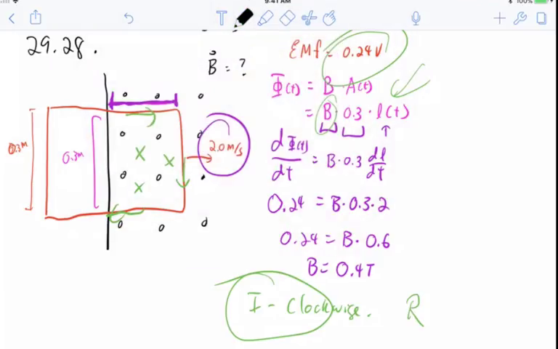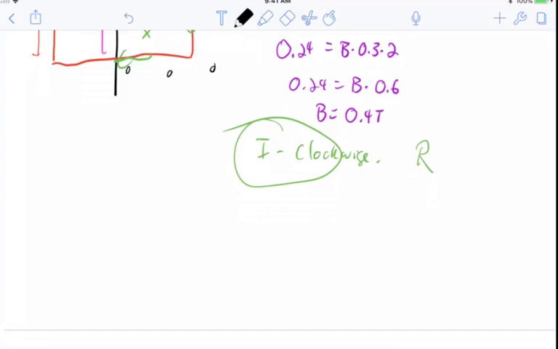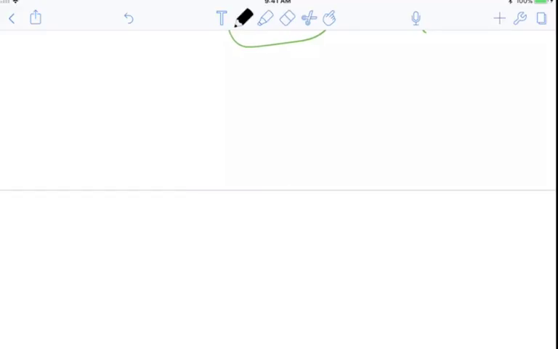Okay, so that was 28. Question 29.30. The coil in a generator has 100 windings and a cross-sectional area of 0.01 meters squared. If the coil turns at a constant rotational speed and the magnetic field in the generator is that of Earth, how many 360-degree rotations must the coil complete each second to generate a maximum induced EMF of 1 volt?